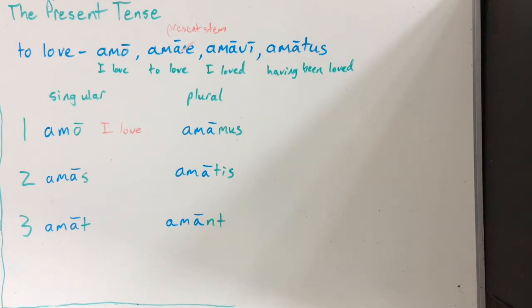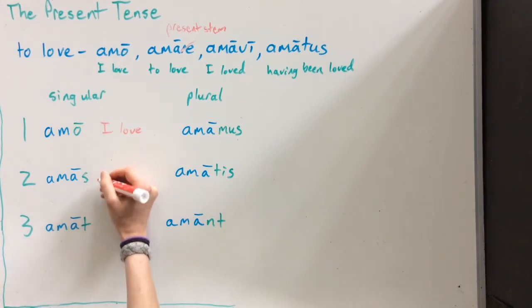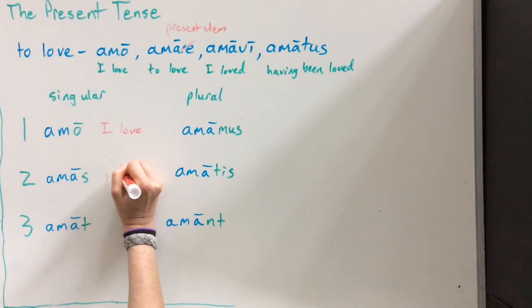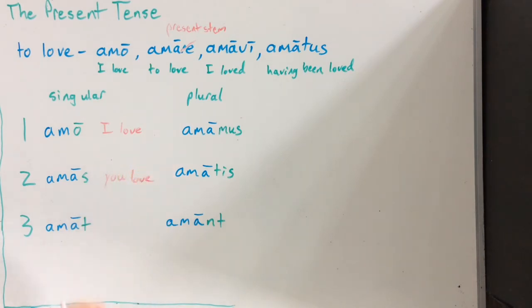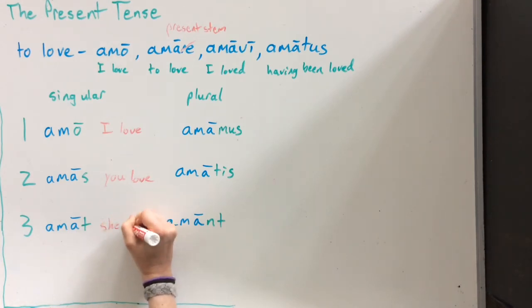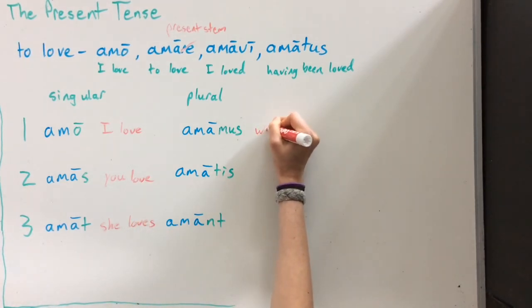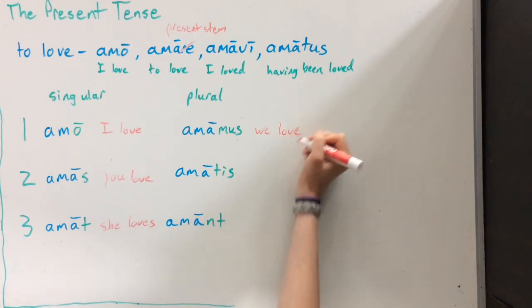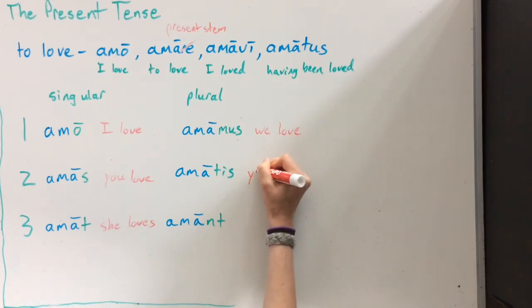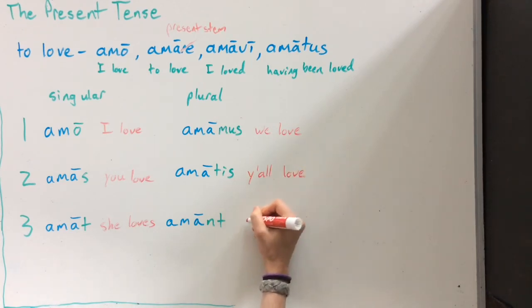Let's translate them. Amo, I love, first singular. Our second singular, amas, you love. For third singular, I'm just going to pick one of the possible pronouns. So, amat, she loves. Amamus, we love. Amatis, y'all love. And amant, they love.